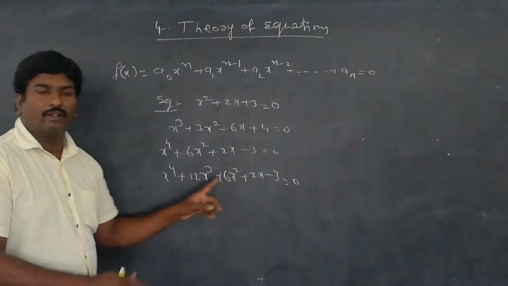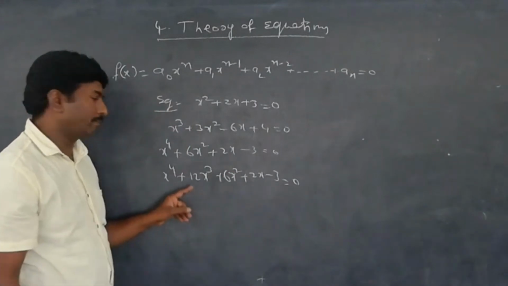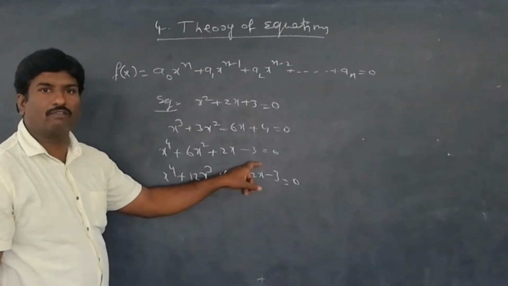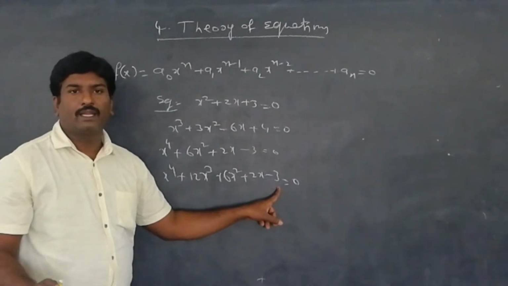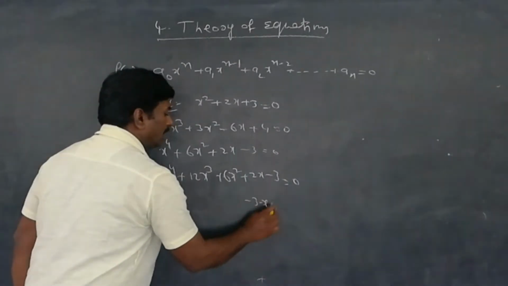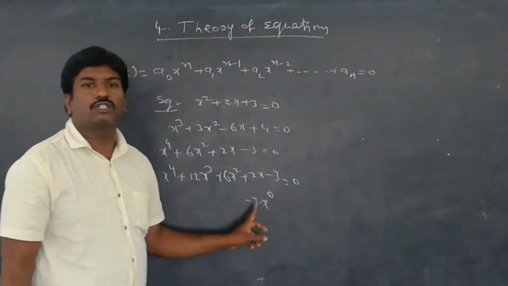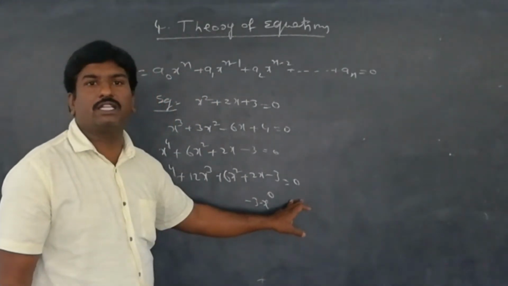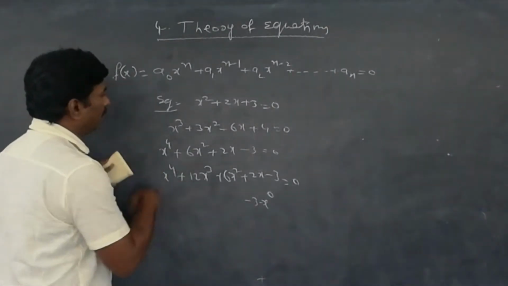So this is the order. In a polynomial, the degree of each term decreases by 1. Here the power is 4, then 4 minus 1, 3; 3 minus 1, 2; 2 minus 1, 1. Then the last one is the constant. Here the constant is also a coefficient: minus 3 is minus 3 into x power 0. x power 0 is 1, so 1 into minus 3 is minus 3. So the constant is the coefficient of x power 0. Is it clear? These are the different forms of polynomials.